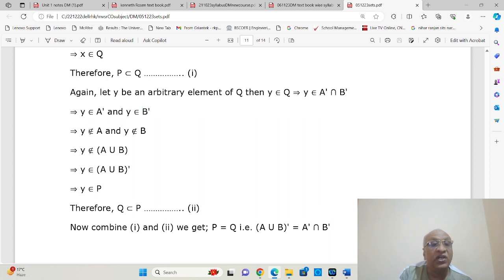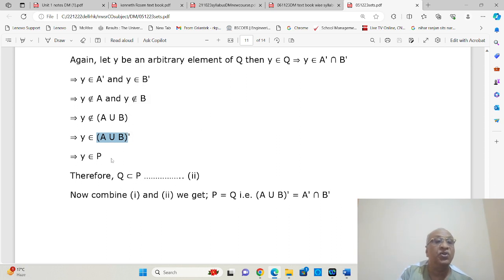It means Y does not belong to A, Y does not belong to B, and here "and" is important. It means Y does not belong to A union B. It means Y belongs to (A union B) complement. So if Y belongs to (A union B) complement, Y belongs to P. So therefore Q is a subset of P.